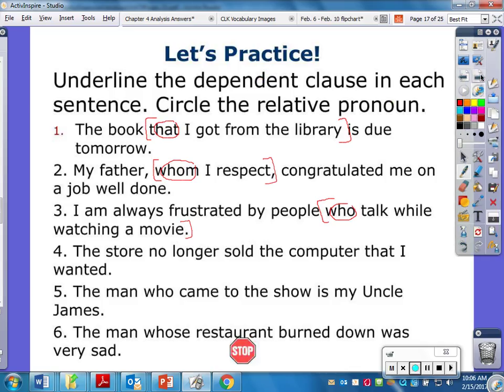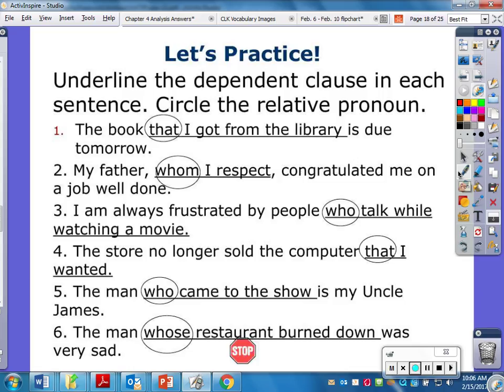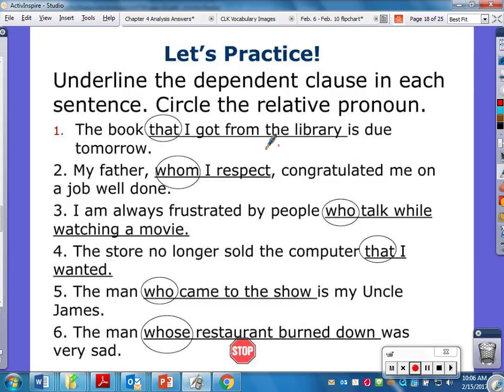Let's see how you did. Alright, so in 1 through 6, we have our relative pronoun circled and our dependent clause underlined. Again, the relative pronoun that begins the dependent clause is right next to the noun it is telling more about.